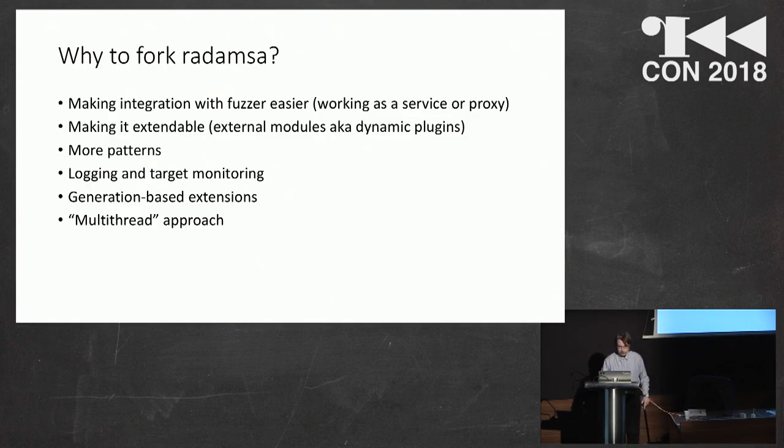And if you fork Radamsa, what do you want to edit? Of course, making integration with a fuzzer easier, making it work as a proxy or a service. Make it extendable, because adding a new mutation to Radamsa is hell. Adding more patterns, adding some logging, generation-based extensions, and of course, Radamsa is single-threaded. We should make it multi-threaded.